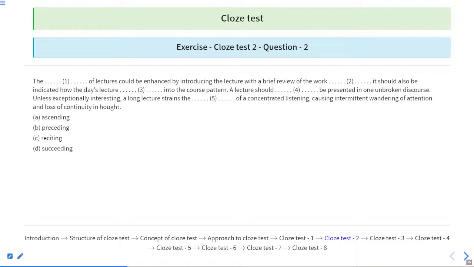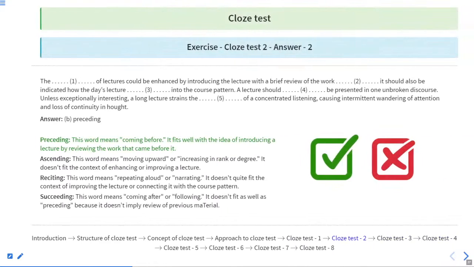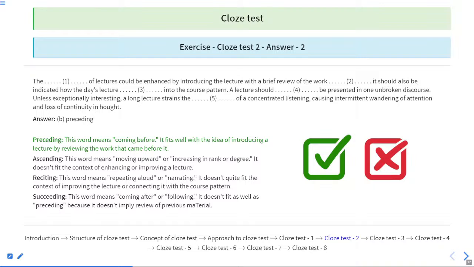For example, if the word was preceding, the sentence would be something like: the effectiveness of lecture could be enhanced by introducing the lecture with a brief review of work. Preceding, it should also be indicated how the day's lecture dash into the course pattern. So which one is a better choice here? Let us see. The best option is preceding.